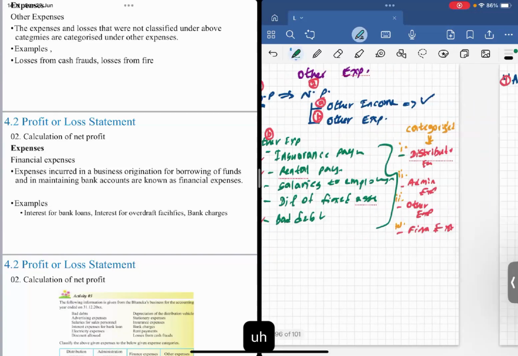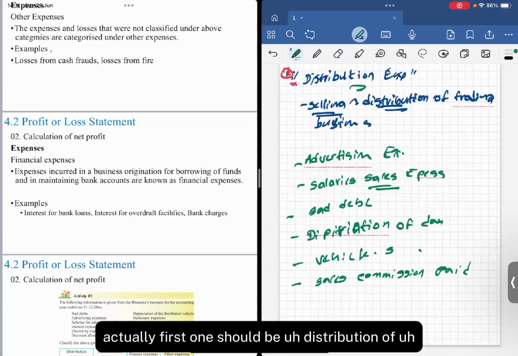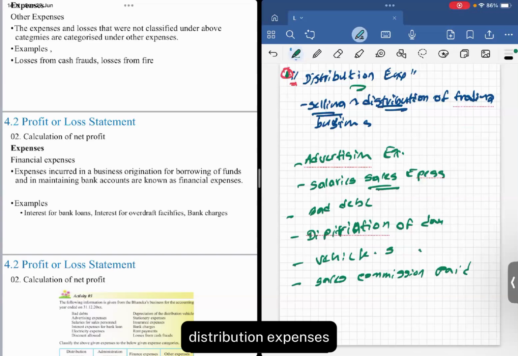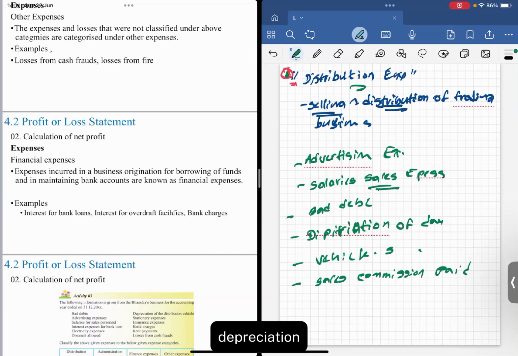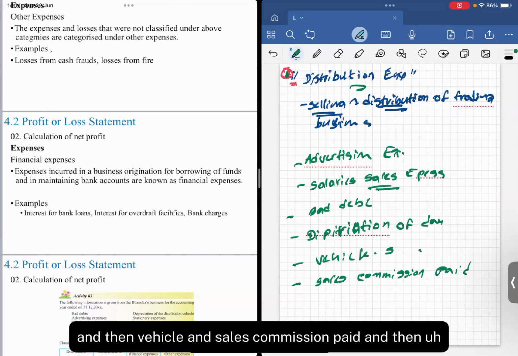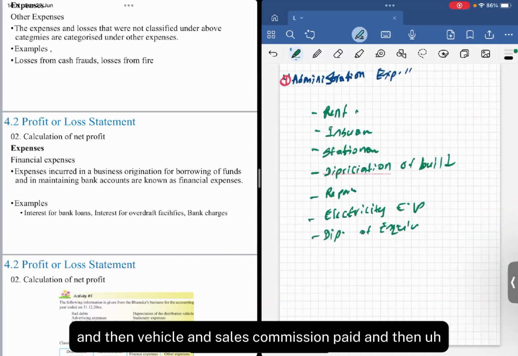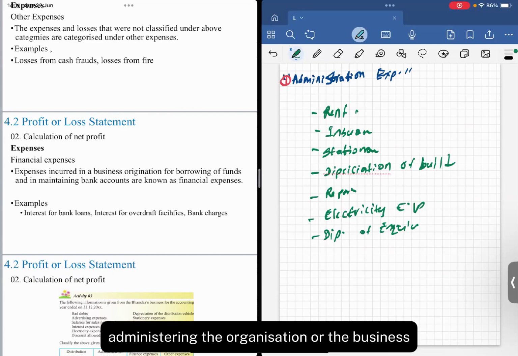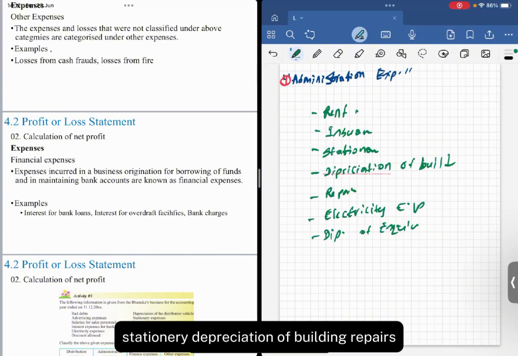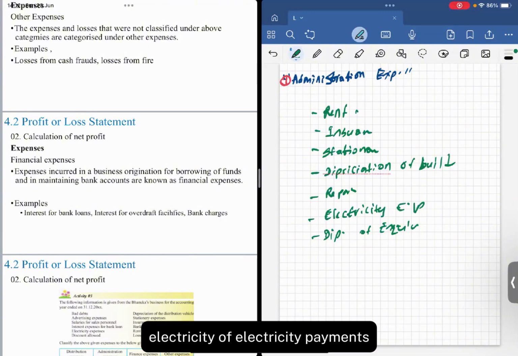Actually, the first one should be distribution expenses, which are incurred in the selling and distribution of a trading business. Examples include advertising expenses, salaries of the sales staff, bad debt, depreciation, vehicles, and sales commission paid. And then administration expenses are the expenses that you incur when you are administering the organization or the business. The typical examples would be rent, insurance, stationery, depreciation of building, repairs, electricity payments, and depreciation of equipment.